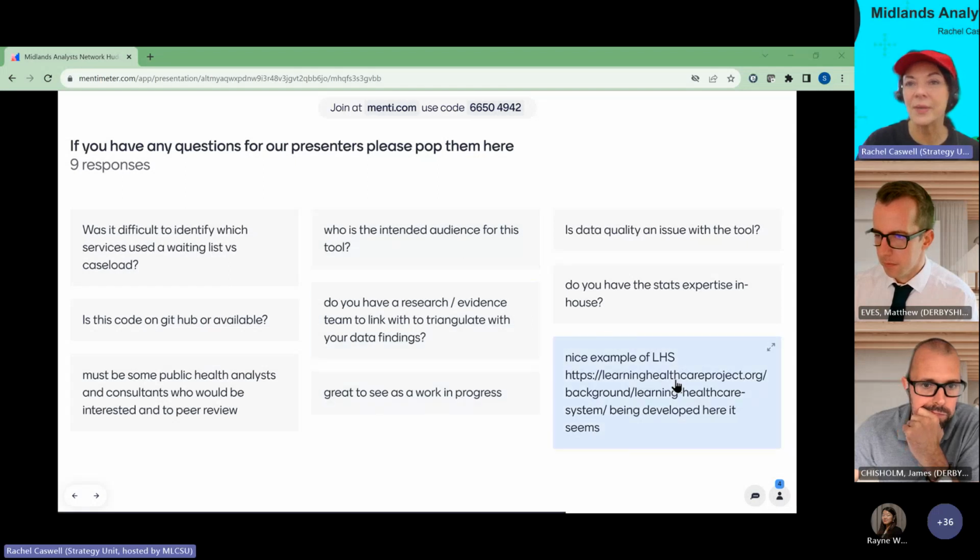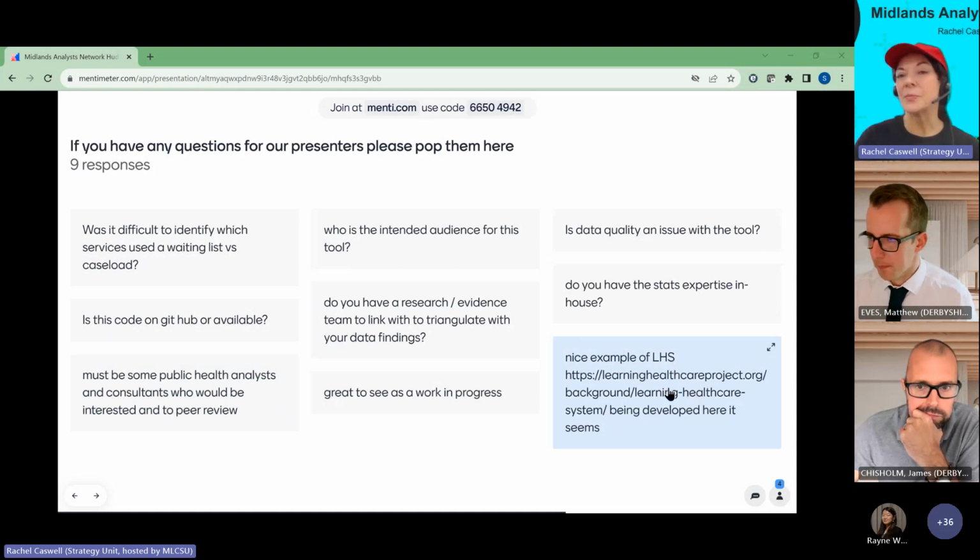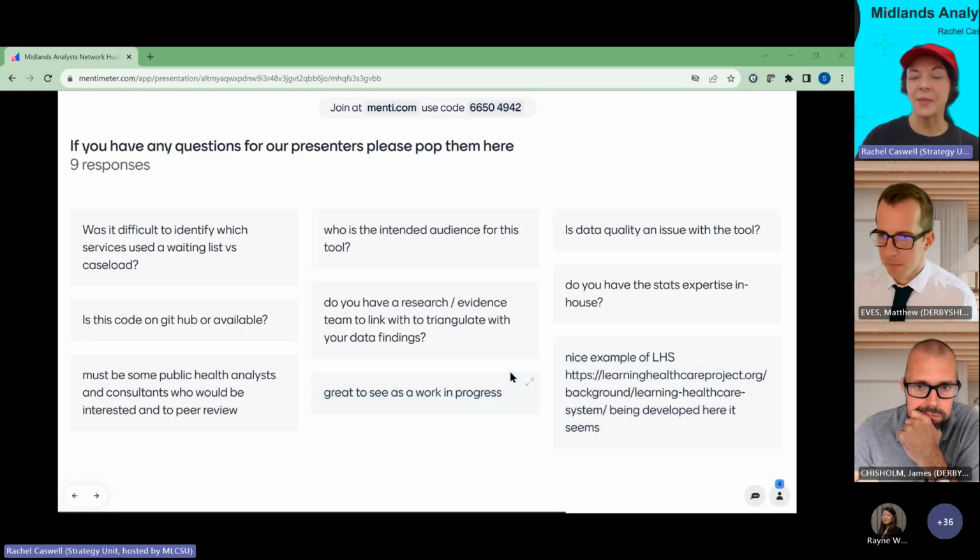Great to see work in progress. There must be some public health analysts and consultants who would be interested to help peer review. That's a very good point. And then someone gave a link to some examples, for you to look at later.